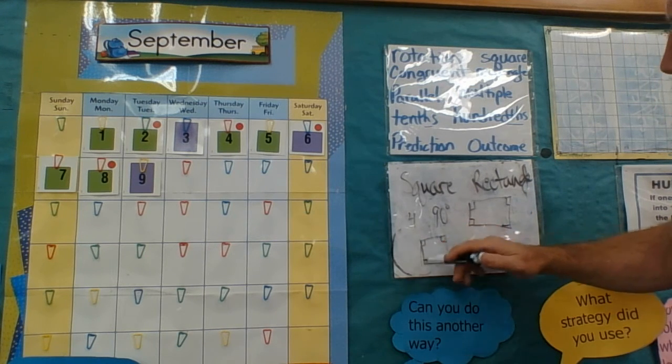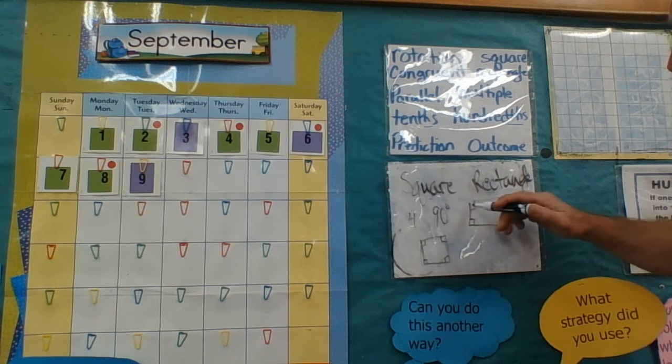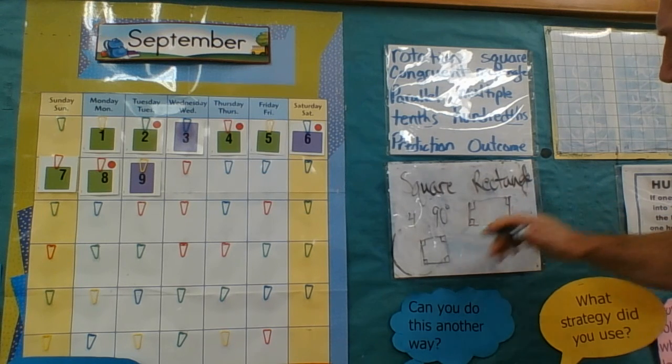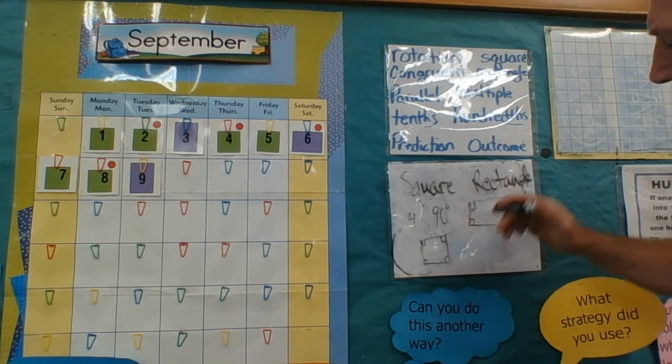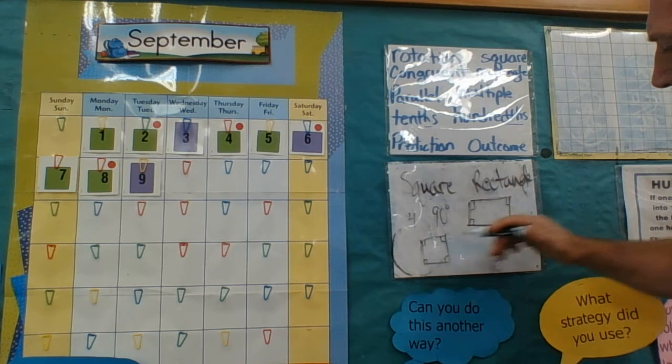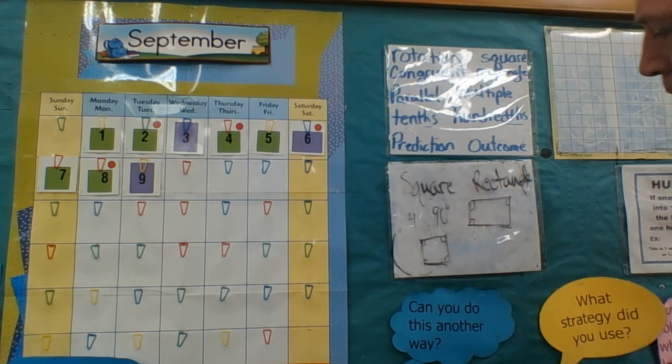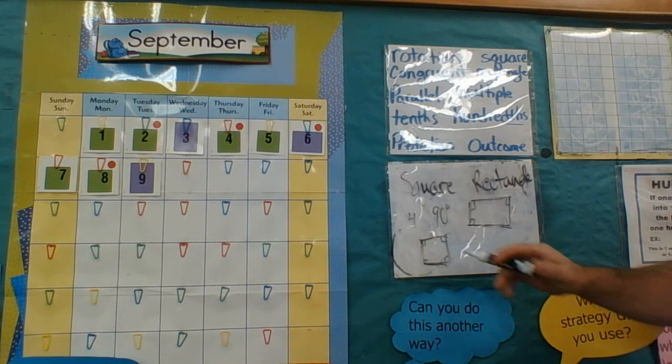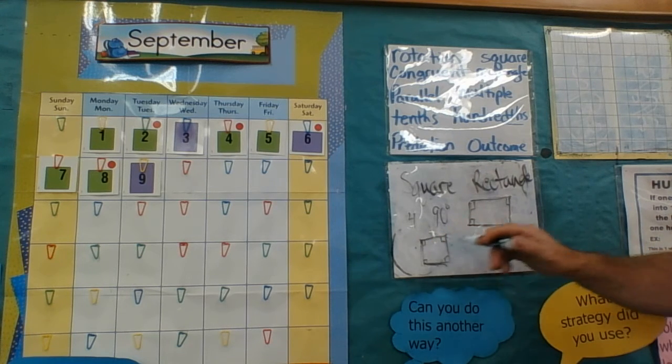Both have two parallel lines. This is parallel to this one, and this is parallel to this one. This is parallel to this, and this is parallel to that. They're both quadrilaterals, meaning they both have 4 sides.